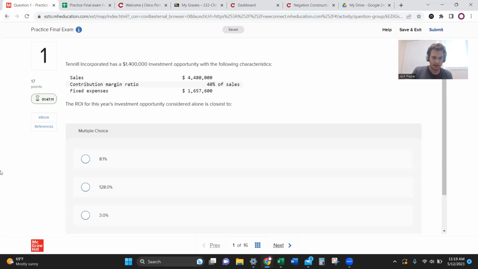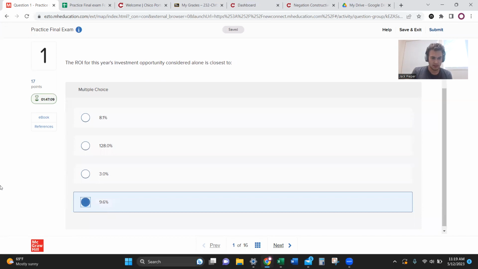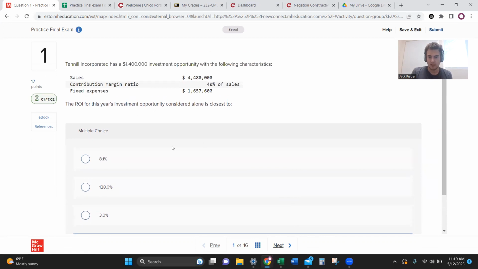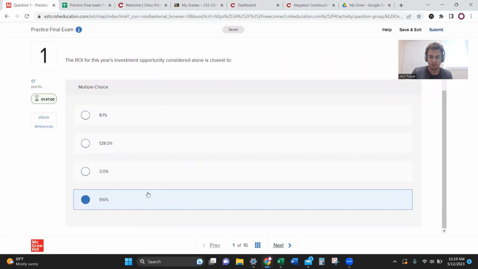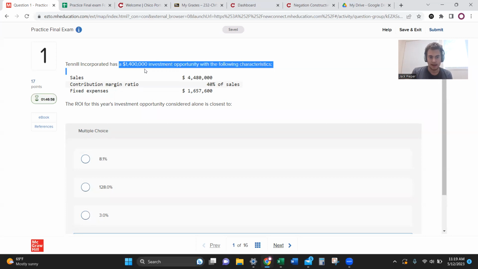And we get 0.96. Yes. Always good to have that be an answer. So that is the ROI. So you get 9.6% of the money that you put up back. Pretty good.